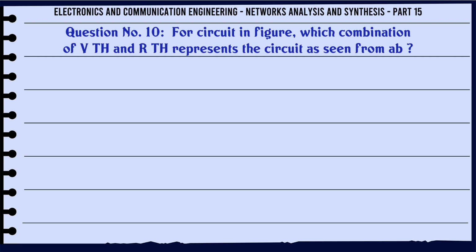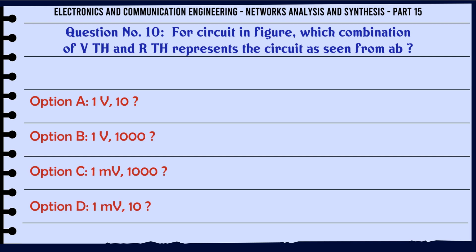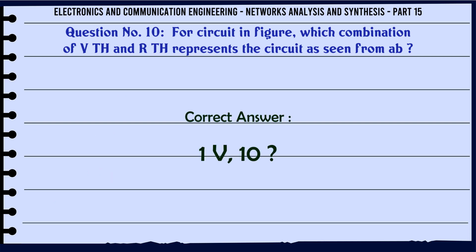For the circuit in the figure, which combination of VTH and RTH represents the circuit as seen from AB? A: 1V, 10; B: 1V, 1000; C: 1MV, 1000; D: 1MV, 10. The correct answer is 1V, 10.